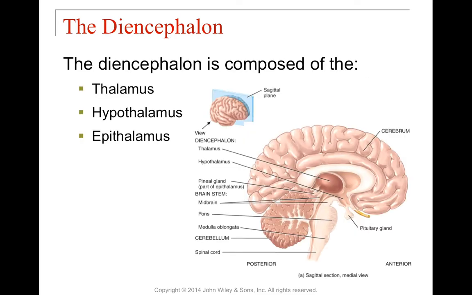So I guess we'll move on here to the diencephalon. The diencephalon is going to be comprised of three different regions: the thalamus, the hypothalamus, and the epithalamus. And although you haven't really heard the word epithalamus before, you probably are familiar with the pineal gland, which is part of that epithalamus.